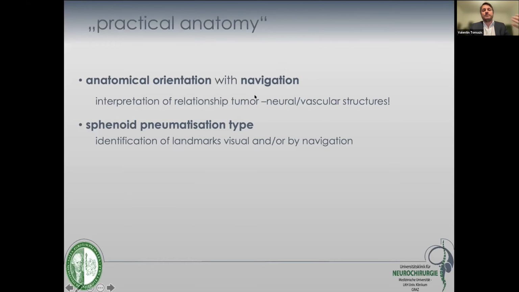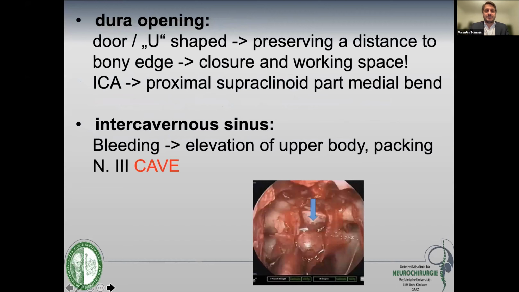You have to interpret the relationship of your lesion, of your tumor towards the critical neurovascular structures. And again, don't be disappointed if you don't see those structures very well. It always depends on the sphenoid sinus pneumatization. So the more pneumatization, the better the orientation is. Again, make a U-shaped incision of the dura in order to spare the diaphragm and also preserve the intersphenoidal or the intercavernous sinus region, not to have a significant bleeding.